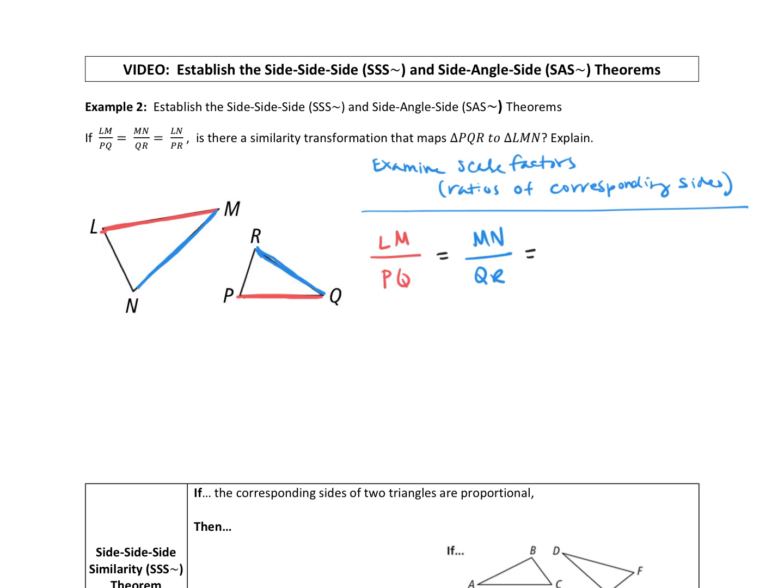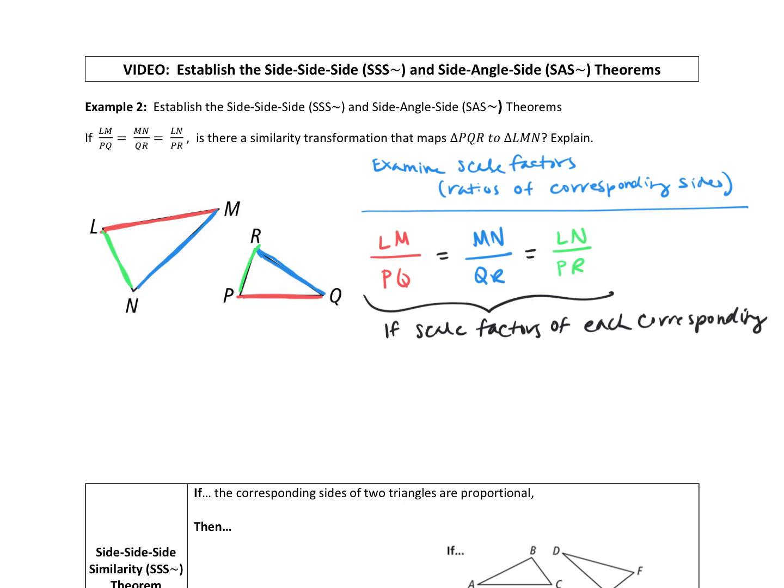But they also told us that we have a third side, LN, that these are also equal to LN over PR. So LN corresponds with PR. And so what we are determining is that all of our scale factors are the same. So if scale factors of each corresponding side are the same, that means that the sides are proportional. So does that mean that we have similar triangles?